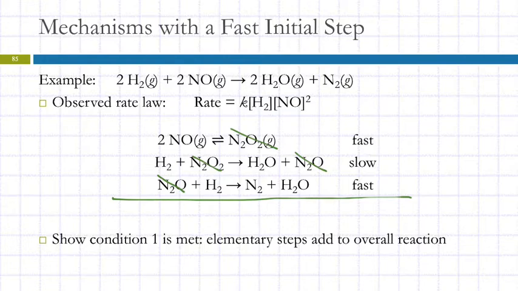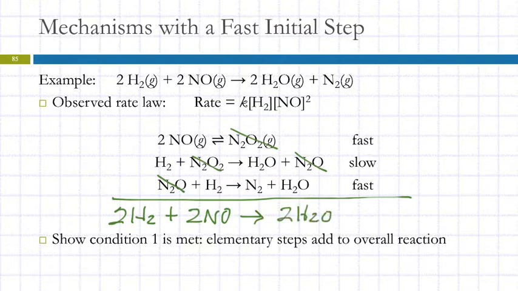And now, if we add all the rest of these things up, we're going to get the same equation, because we've got 2 hydrogens and 2 NOs and 2 waters and 1 nitrogen. So these 3 steps do add up to the overall reaction. If they didn't, then we'd have to work on some other mechanism. So any questions?